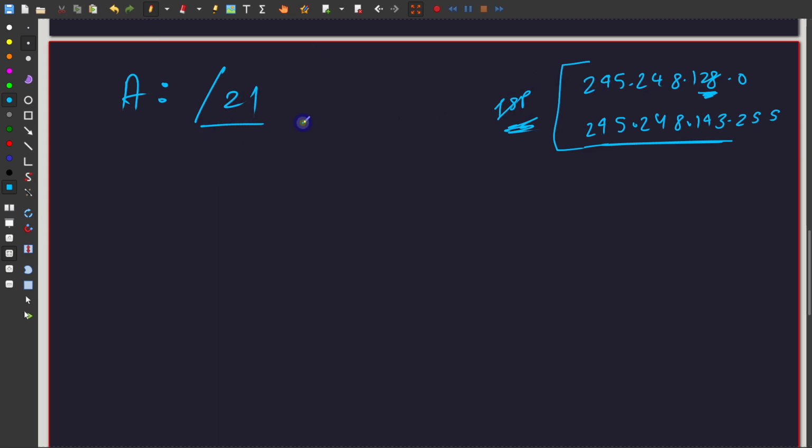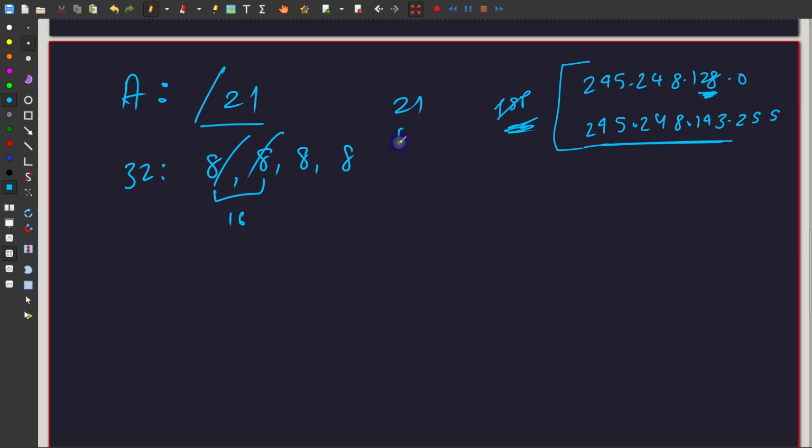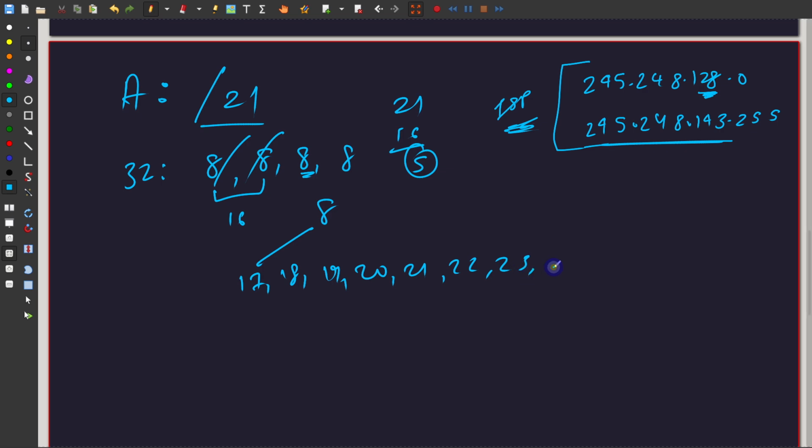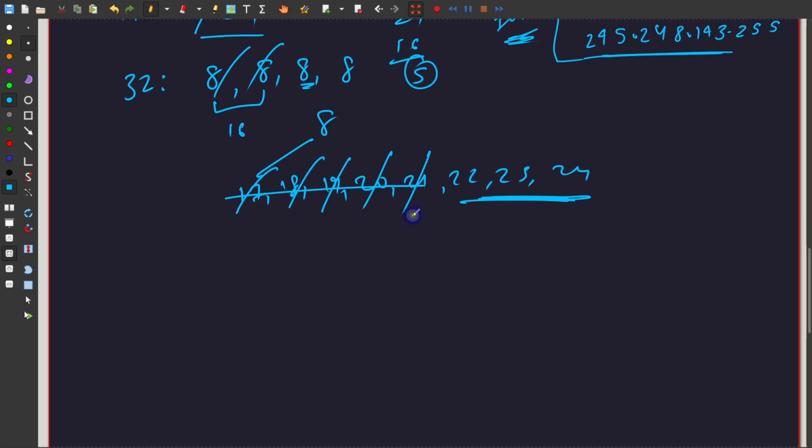So /21, right? Again, 32 bits: 8 bits, 8 bits, 8 bits, 8 bits. The first two are already gone, so that accounts for 16 bits. Now 21 minus 16 is how many bits? 5 bits. If you take the 8 bits, 17, 18, 19, 20, 21, 22, 23, 24. 5 bits out of these are reserved now, so these are gone. You are left with 3 bits. The total block that you actually have is 2 power 3 because there are 3 bits left, so that is 8.